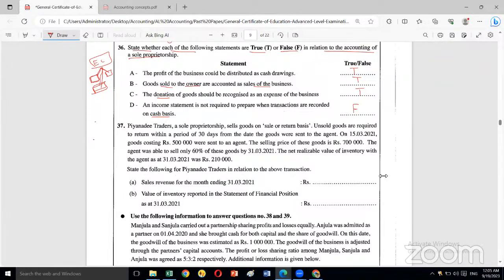Priyanandi Traders, a sole proprietorship, sell goods on sale or return basis. They are selling the goods on what basis? Sale or return basis. Unsold goods are required to be returned within a period of 30 days. Okay, so what is happening in a sale or return basis?